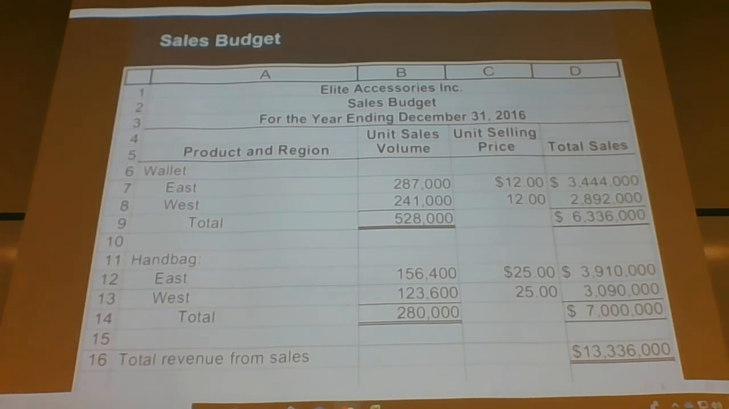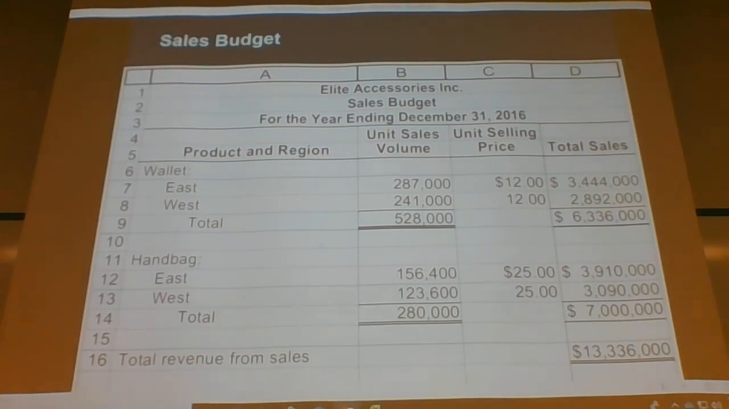And so when we're talking about a sales budget, we are definitely talking about dollar figures. So what we have here is we are estimating sales of 287,000 units and 241,000 units for our wallets. Looks like the sales price is the same in both regions, so we merely do some basic multiplication and we come up with a budgeted sales figure of 6.3 million for our wallets. And we're going to do the exact same thing for handbags. Looks like they sell for more money, even though we're not selling quite as many of them. And that's going to add 7 million.